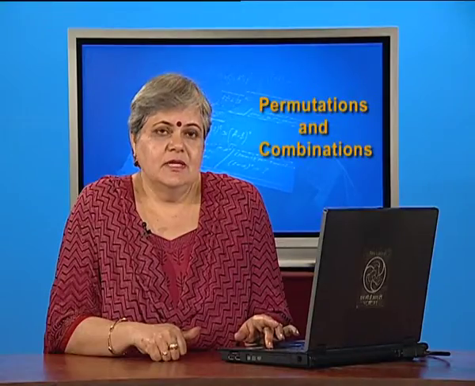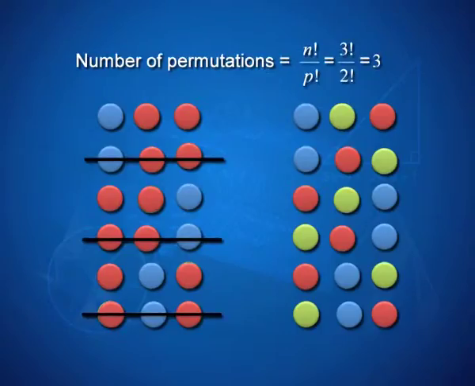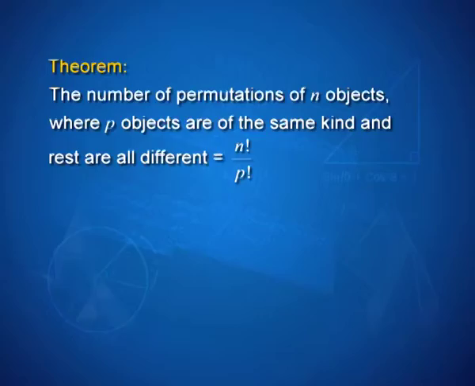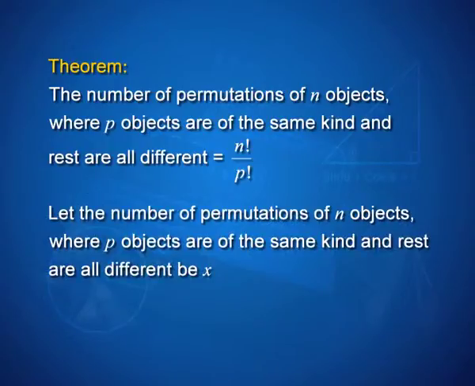This was of course just an illustration. If I need to look at a general proof for it, that also is not very difficult. Let us start with the number of permutations of n objects where p objects are of the same kind and the rest are all different, to be say x.